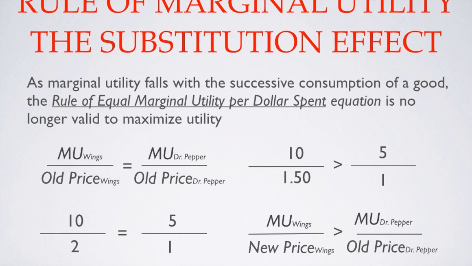When the rule of marginal utility moves out of equilibrium, there are two things we can take a look at. First, in the lower right-hand corner, we see that the marginal utility for wings and the new price of wings make the equation out of balance with the marginal utility of Dr Pepper and the old price of Dr Pepper. One of the ways this can be rectified, as the new price comes in, the denominator of the new price for wings, is to change the numerator so that we get back into equilibrium.